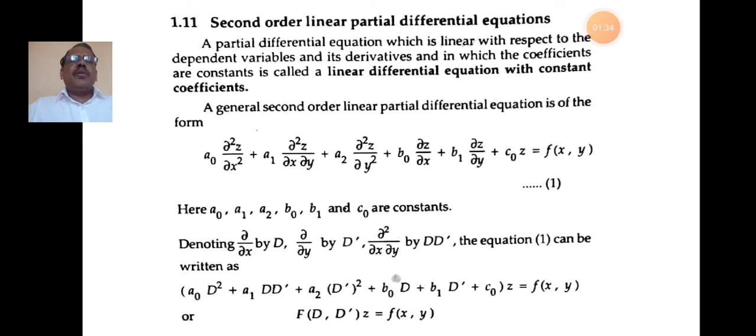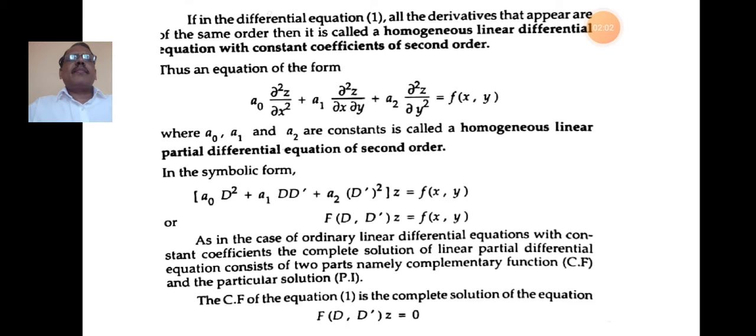Denote ∂/∂x as D, ∂/∂y as D dash, ∂²/∂x∂y as D D dash. Then the equation becomes a naught D squared plus a1 D D dash plus a2 D dash whole squared plus b naught D plus b1 D dash plus c naught into z is equal to f of x comma y. This can be written as f of D comma D dash into z is equal to f of x comma y.